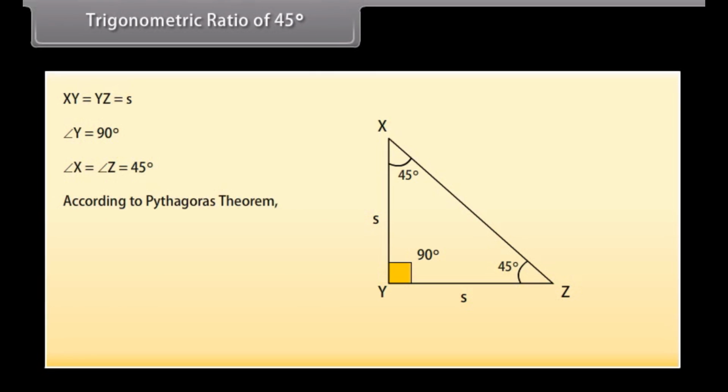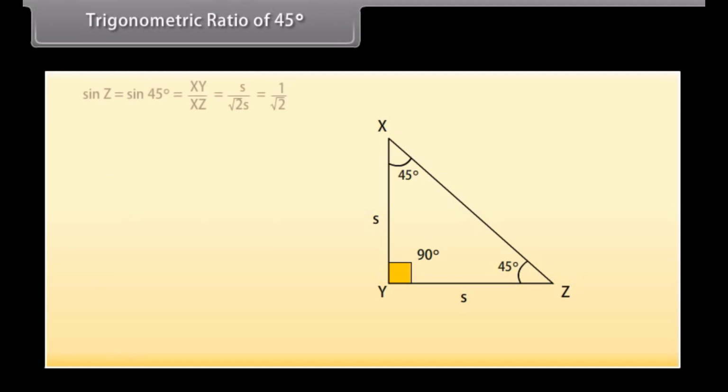According to Pythagoras Theorem, XY square plus YZ square is equal to XZ square. By substituting the values, we get s square plus s square is equal to XZ square. XZ square is equal to 2s square, which means XZ is equal to square root 2 s. Sin Z is equal to sine 45 degree, which equals XY upon XZ, which equals s upon square root 2 s, which is equal to 1 upon square root 2.